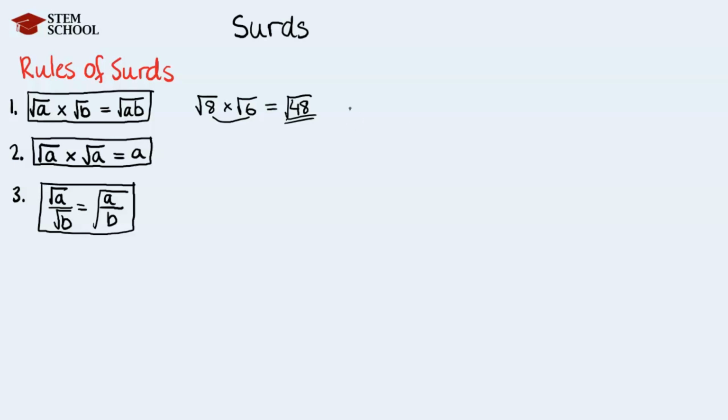Now let's move on. We'll do another example. We have root 7 times root 5. So same process as before. 7 times 5 is 35. And then you just put that in a square root.